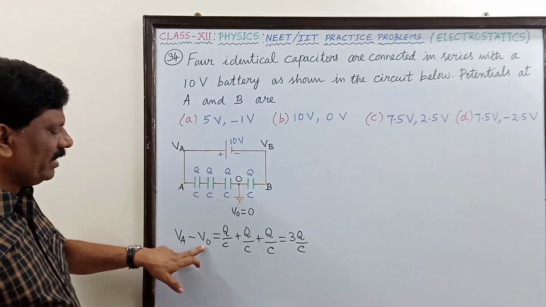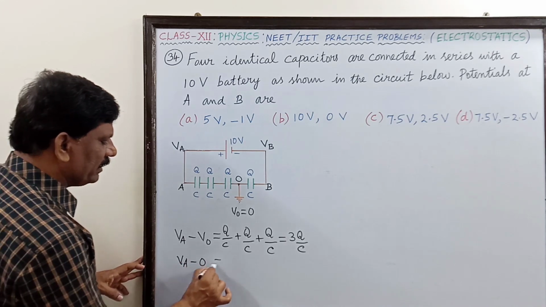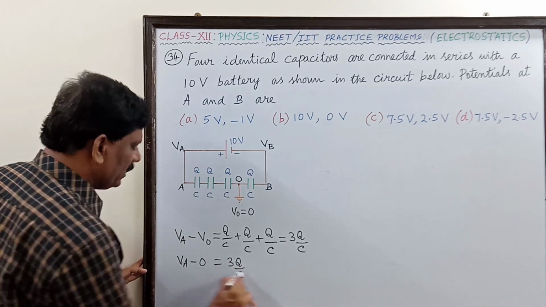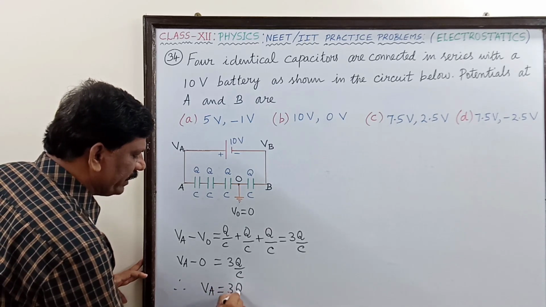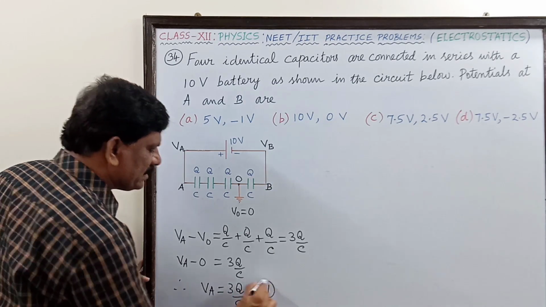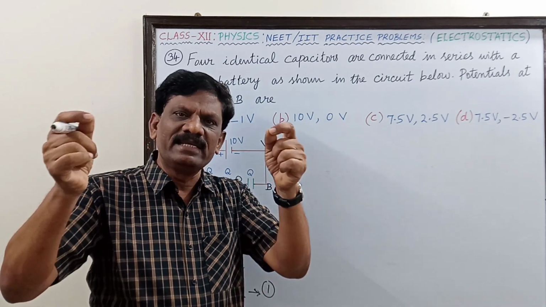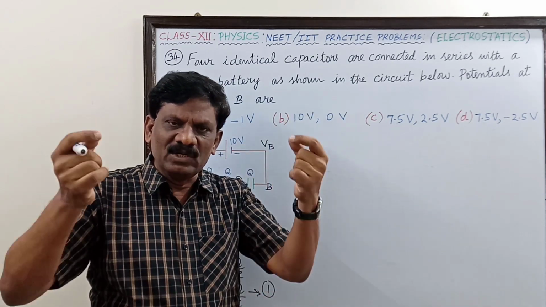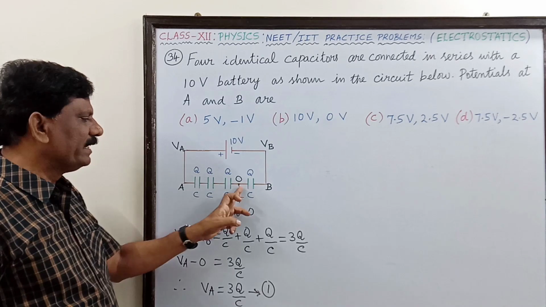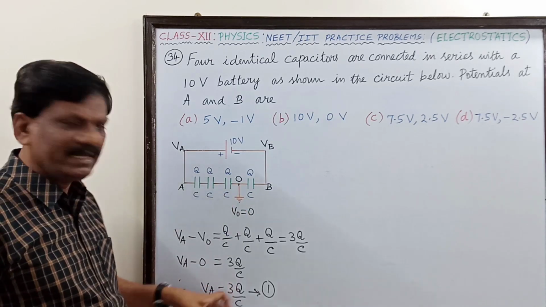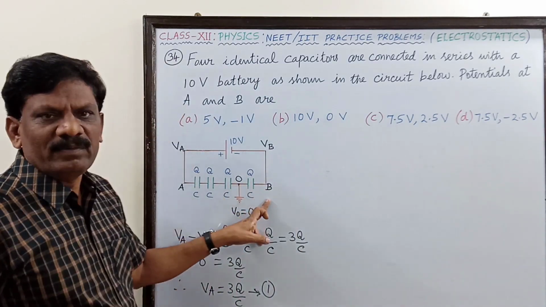Now this VO is equal to 0. Is it not? So VA minus 0 is equal to 3Q by C. Therefore VA is equal to 3 times Q by C. This is the first step you have to understand. Are you all understanding? I have considered the 2 points A and O. Between the 2 points A and O, there are 3 identical capacitors. So the potential difference between the points A and O, that is VA, is equal to 3 times Q by C.